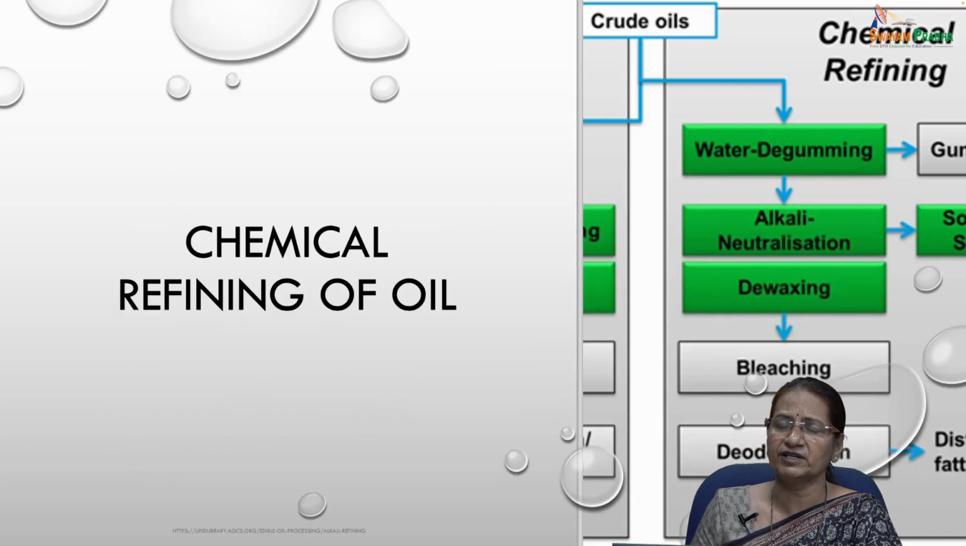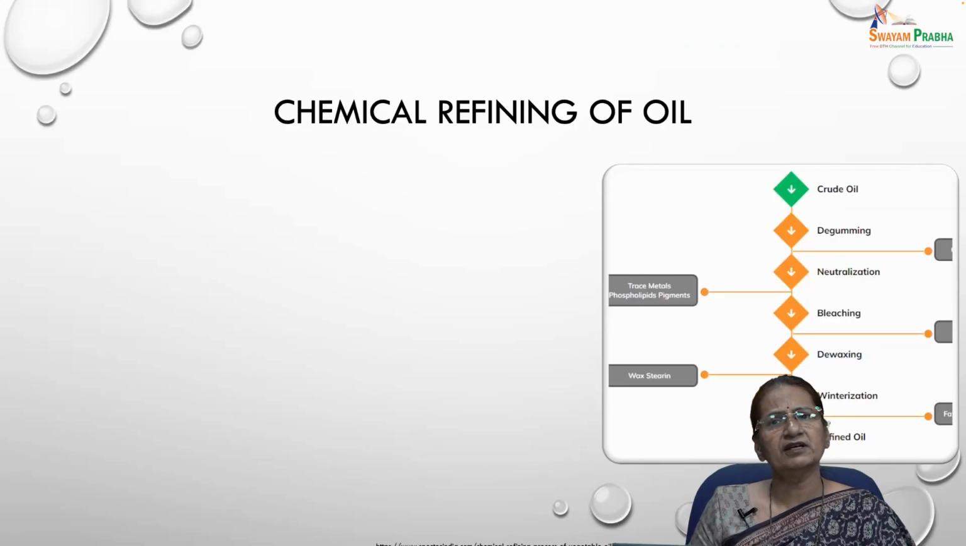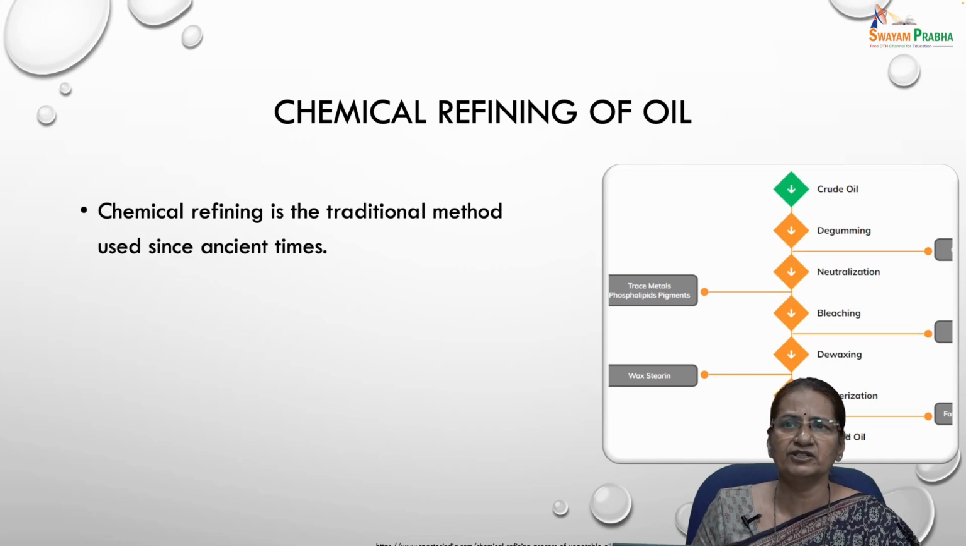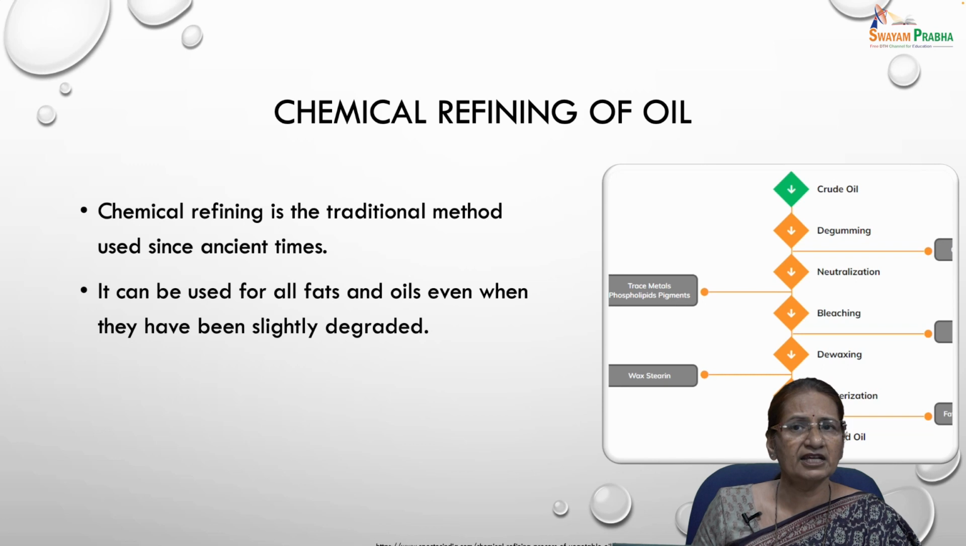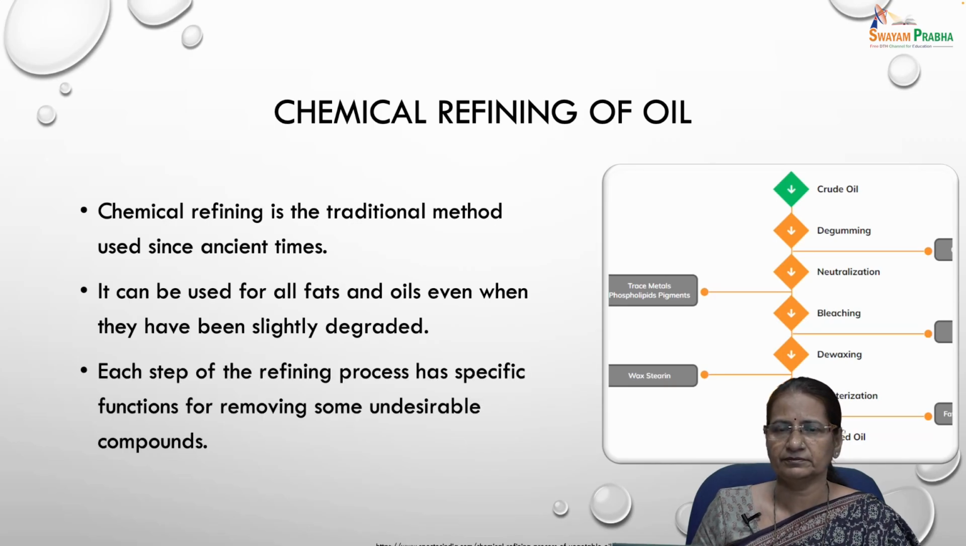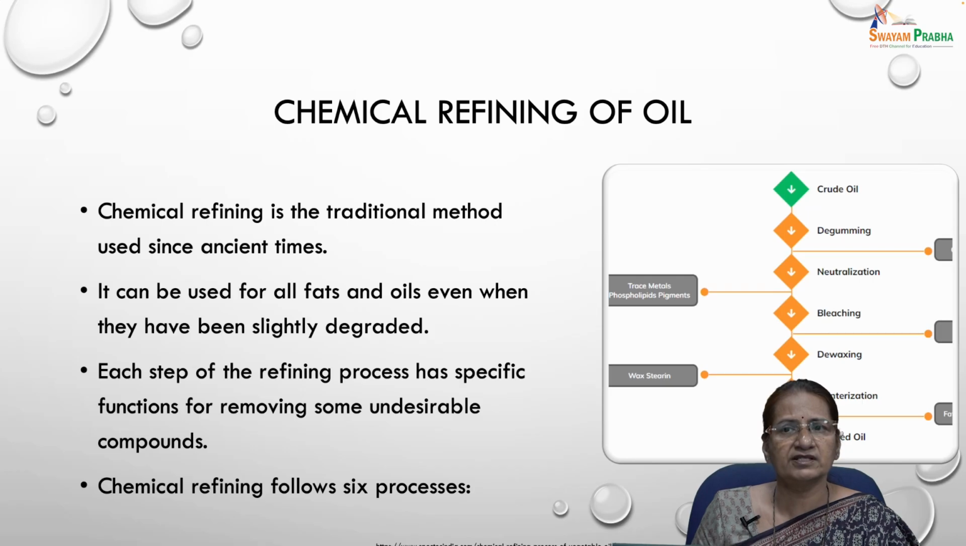Now, chemical refining of oil. Chemical refining is the traditional method used since ancient times. It can be used for all fats and oils even when they have been slightly degraded. Each step of the refining process has specific functions for removing some undesirable compounds. Chemical refining follows 6 processes.